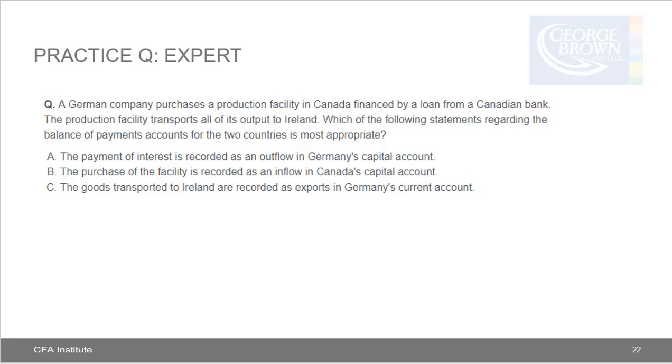financed by a loan from a Canadian bank. The production facility transports all of its output to Ireland. Which of the following statements regarding the balance of payment accounts for the two countries is most appropriate? A, the payment of interest is recorded as an outflow in Germany's capital account. B, the purchase of the facility is recorded as an inflow in Canada's capital account. Or C, the goods transported to Ireland are recorded as exports in Germany's current account.